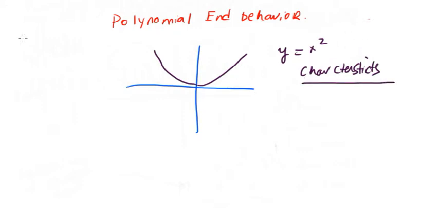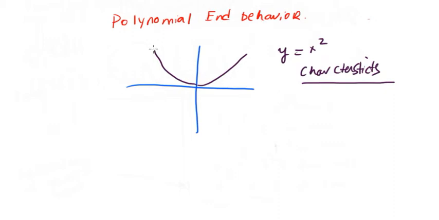Now, with talking about these characteristics, we're not just talking about the parabola or the y is equal to x squared graph itself only. We're talking about all even degree polynomials with leading coefficient greater than 0. And we'll talk about that in a second here.